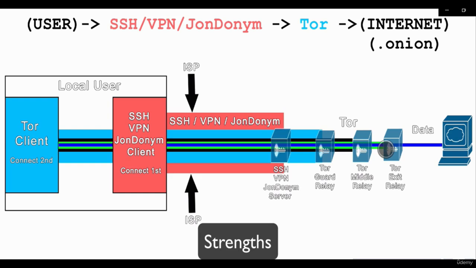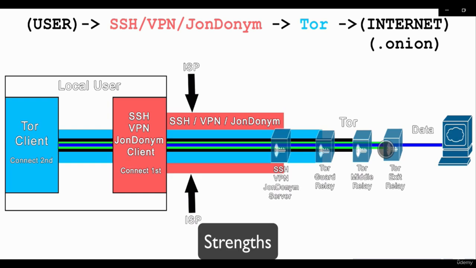Then it gains this data, and Tor helps to reach data by SSH, VPN, or John Doe. Whenever you want to go to your desired data by SSH, VPN, or John Doe, your ISP would be helpful for you.